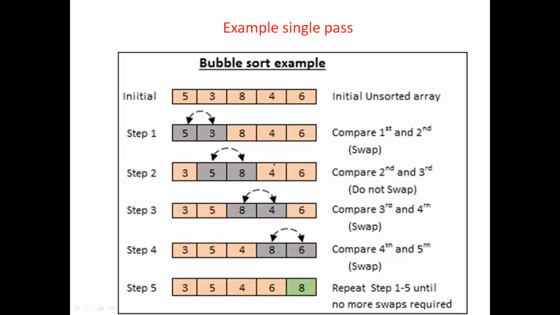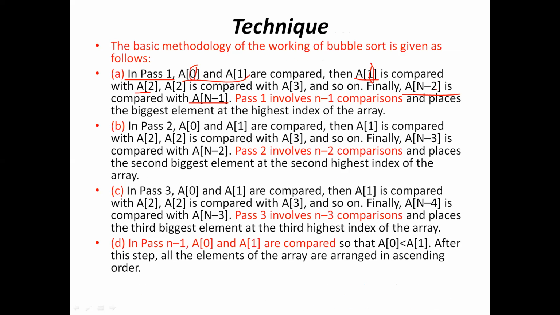What is n minus 2 here? This one. And n minus 1 is this one. This is the fourth index, this is the third index. That's what n minus 2 is: 5 minus 2 is 3. So A[n-2] is compared with A[n-1]. So pass 1 involves n minus 1 comparisons. That means 4 comparisons, 4 steps will happen.